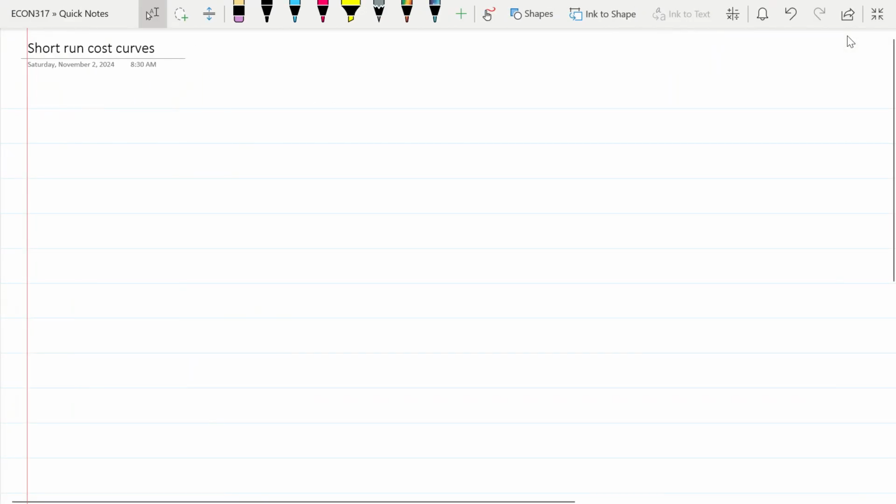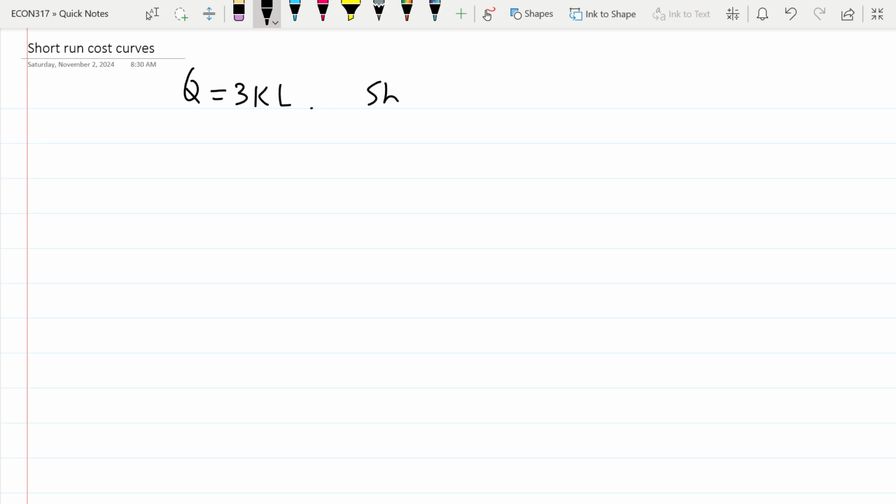In this video, we will find out the short-run cost curves and cost functions for a given production technology. So we will use the production technology we had deployed earlier. Let's look at Q being equal to 3 times K times L. We are in the short run, so we will need to fix capital. I will fix capital at 5 units.